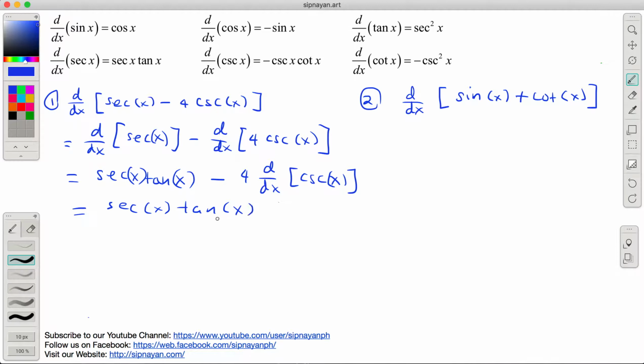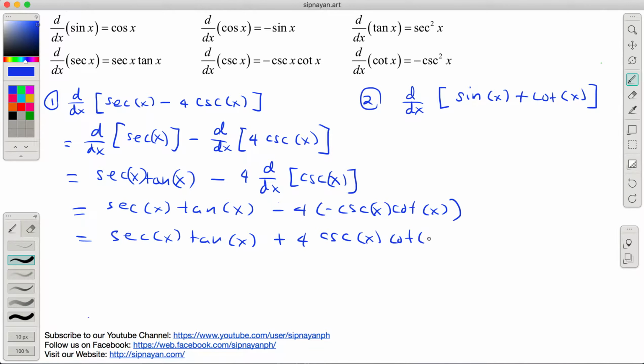No? By the way, minsan wala yung parenthesis. So, minus 4, what is the derivative of cosecant x? This is negative cosecant x tangent x. So, times negative cosecant x tangent x. Oh, sorry, cotangent x. Cotangent x. Okay. So this is equal to secant x tangent x minus tsaka negative, so plus 4 cosecant x cotangent x. Okay, so yan yung sagot natin dito sa unang tanong natin.